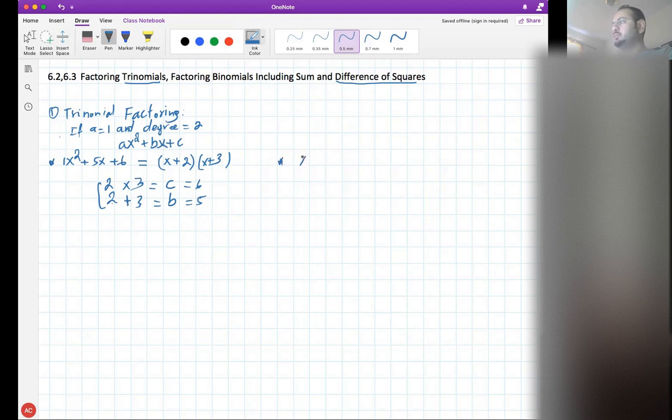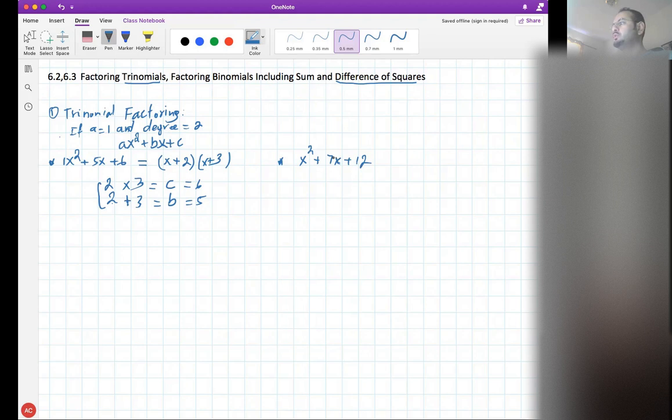So let me give you another example. So let's say x to the second plus maybe 7x plus 12. So again, we have a trinomial, as you can see, that we want to factor. And first look for a GCF if there is one. There is no GCF here.